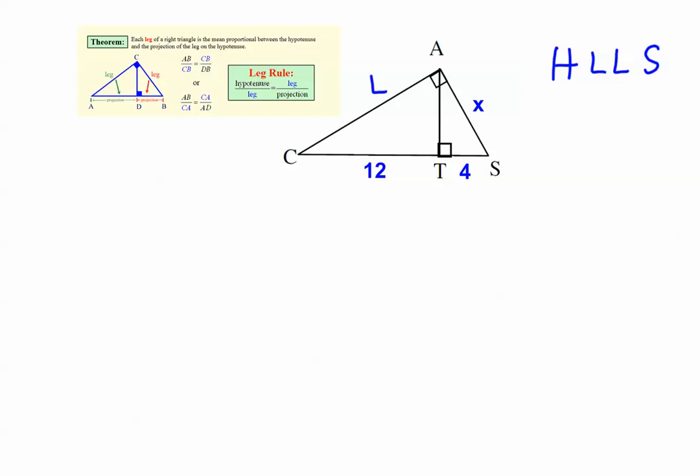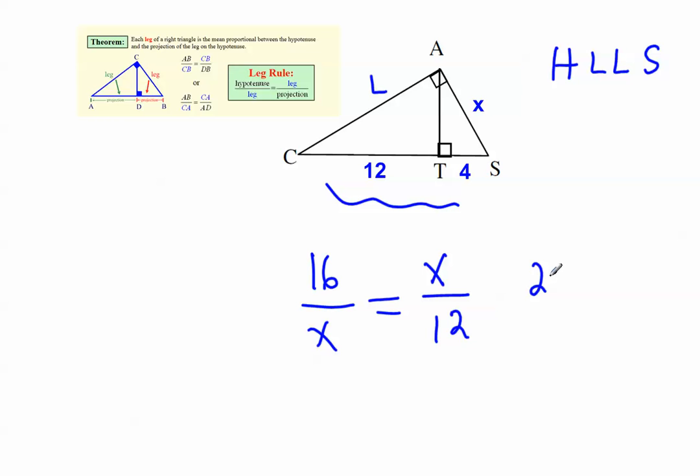Well, let's go ahead and set it up. So I'm just going to go ahead and do my hypotenuse, 16 over my leg, all right, is equal to my leg over the side, 12. And I'm going to cross multiply. Well, 12 times 16 is some big old number, 196 plus 24 or something like that. So more than that. It's going to be 224, all right, is equal to x squared.